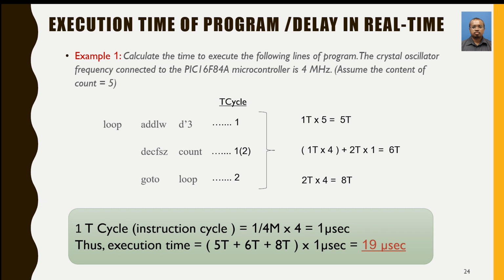You have to calculate the time to execute the following lines of program. The crystal oscillator frequency connected to the PIC16F84A microcontroller is 4 MHz. Assume the content of count is 5. So how to do this? Count EQU 5, as simple as that. And then 4 MHz, so time for 1 period, T equals 1 over F equals 1 over 4 MHz.